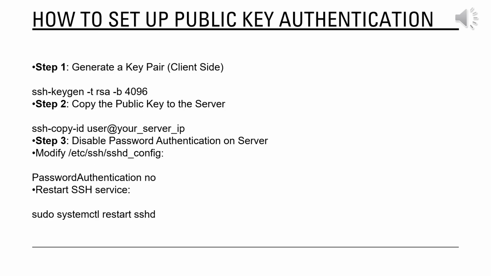Alright, so there's 3 steps to how to set up public key authentication. The first step, you want to generate a key pair on the client side by using this code as you see on the screen. Second step, you want to copy the public key to the server by using this code. And then step 3, you want to disable password authentication on the server by using this code right here. And then after all that is done, you want to restart the SSH server just to make sure that the server is actually restarted and completely reset. That way you can start it again.